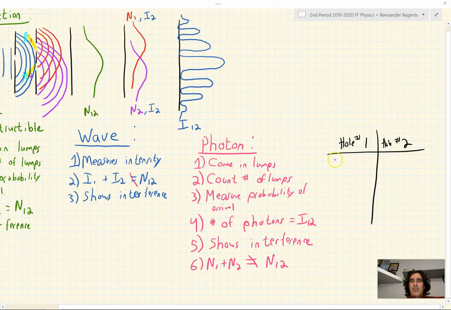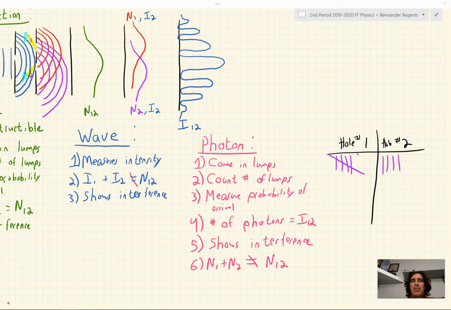Click. Hole 1 saw it. Click. Hole 1 saw it. Click. Hole 2 saw it. Click, click, click. 2, 1, 2, 2, 1. Click, click, click. 1, 2, 1. After we go through 100 clicks, we're going to count where each of the photons landed along the wall, and guess what image we get? Well, we should get I12 because that's what we get for photons, but in this case we get N12.